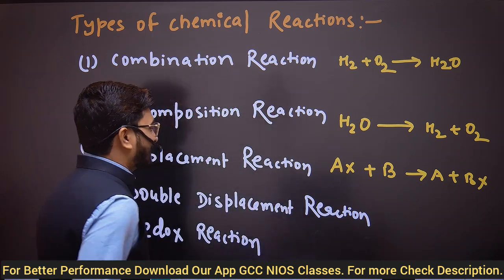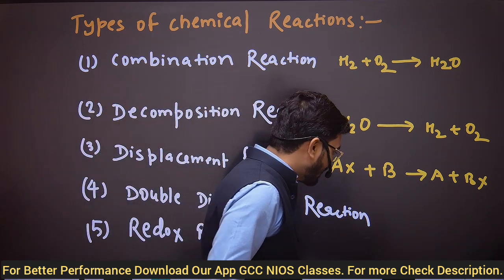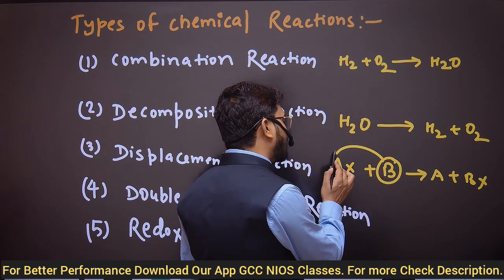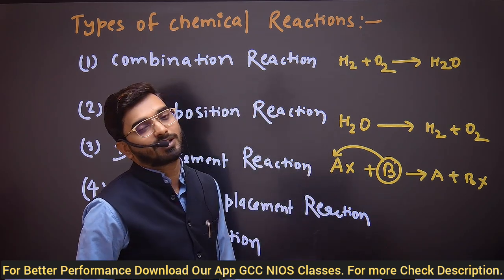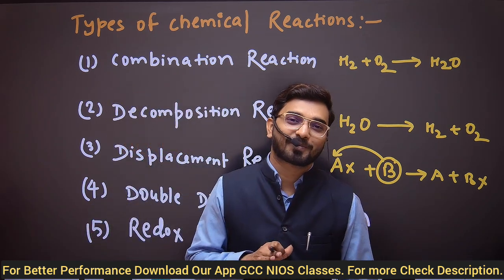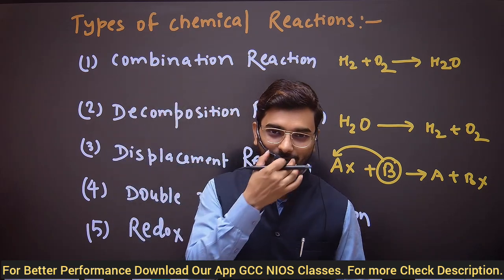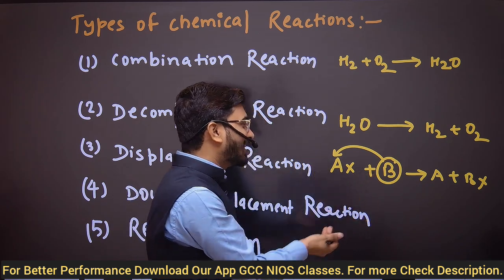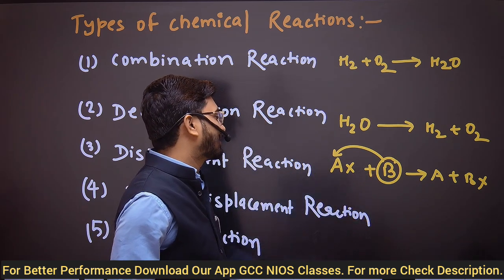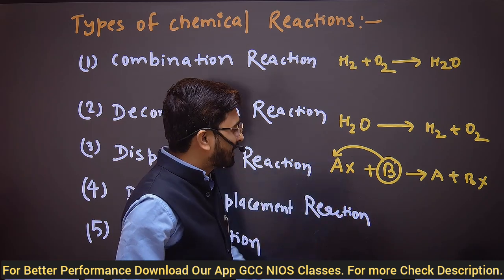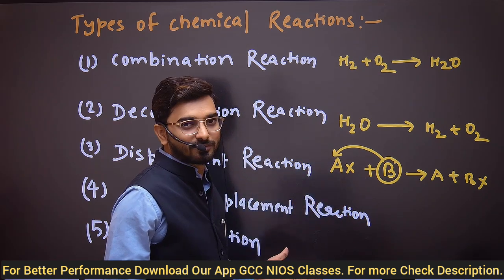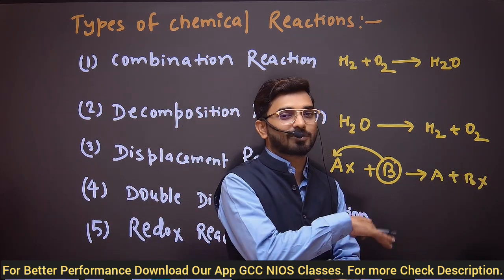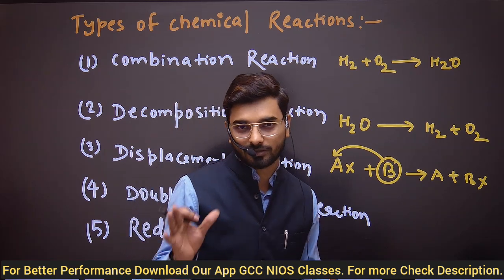For a displacement reaction, the condition is that the reactivity of this element should be higher than this. So how to check the reactivity series? I will tell you, don't worry. Without knowing the reactivity series, you cannot say every time that it will displace. In a few cases, no reaction is written, and if you write the displacement reaction, your answers will be wrong. So be alert.